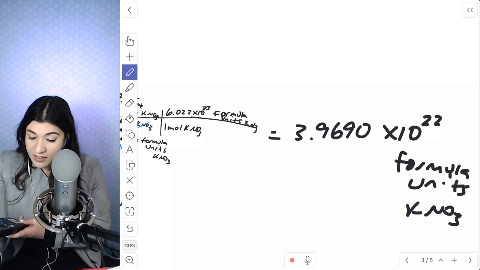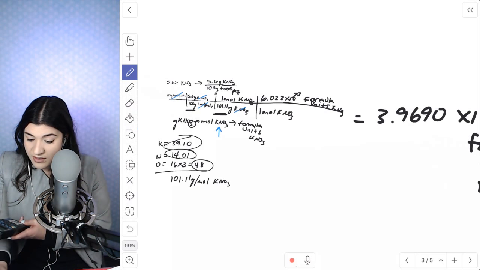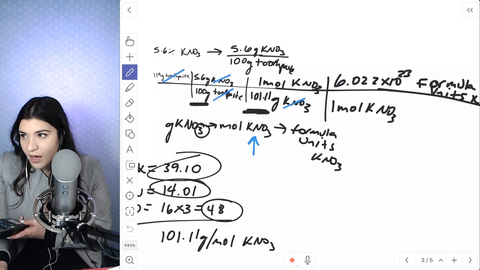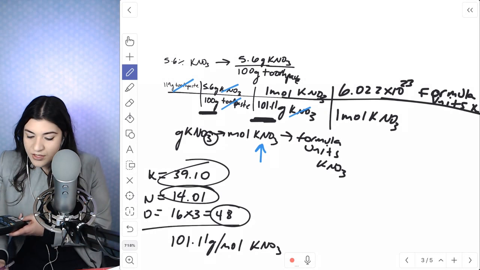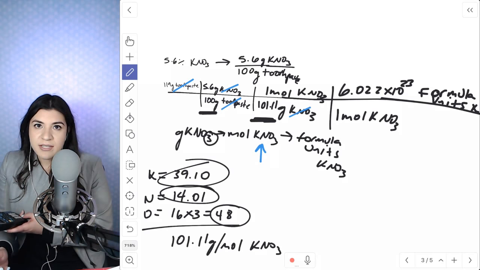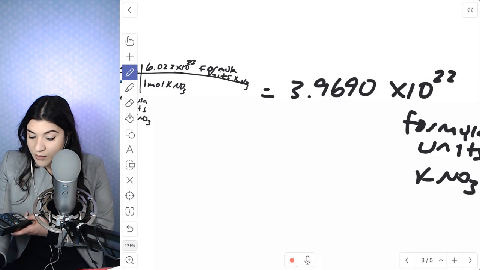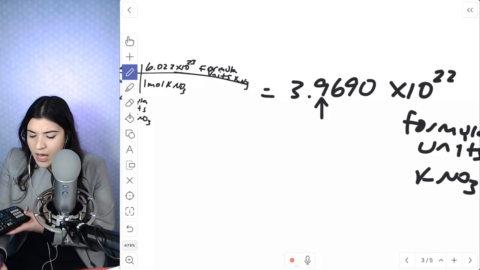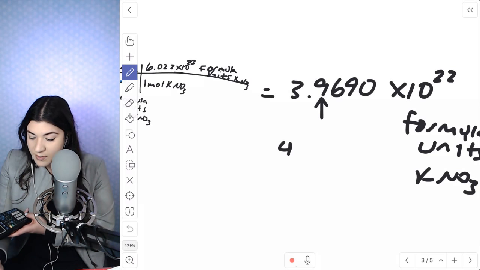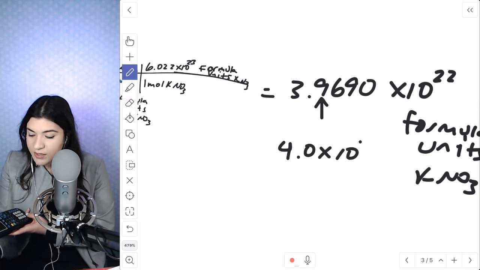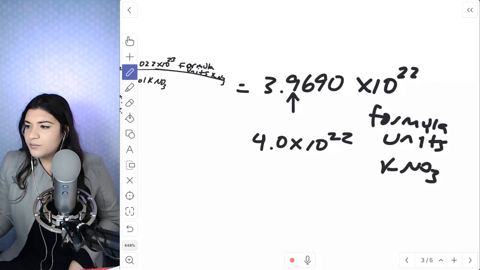And let's make sure we're rounding to the correct amount of sig figs. So I would look at what we were given initially. The two significant figures for that conversion factor, I would look at that and see I'm just going to round here. So I would round this up to 4.0 times 10 to the 22nd formula units of KNO3. So that would be for that.